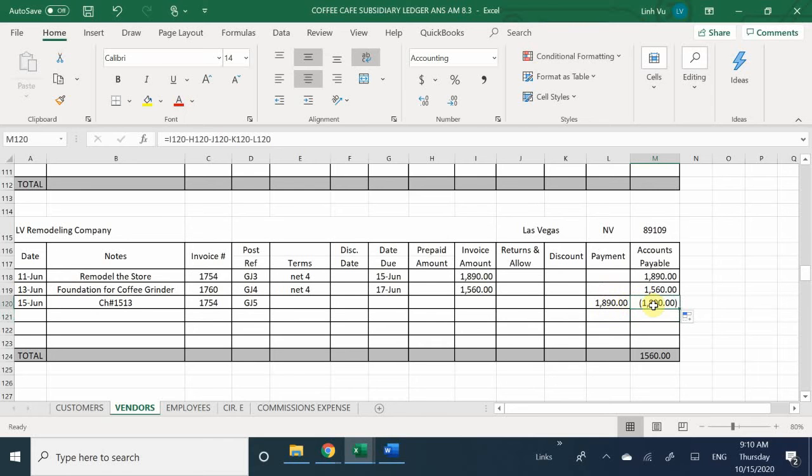I get a negative number, bringing my grand total that I owe to only the invoice for 1760, which means I've paid off my first balance for 1890. I paid it off, so now I only owe this company 1560. Do you see how I created this extra line item and how I calculated it? Now it's bringing me to my new grand total. I used to owe 4,000 earlier, right? But because I made that payment, now I only owe 1560. Okay.